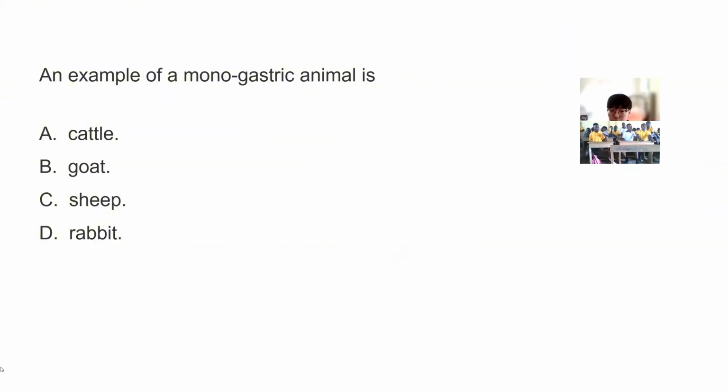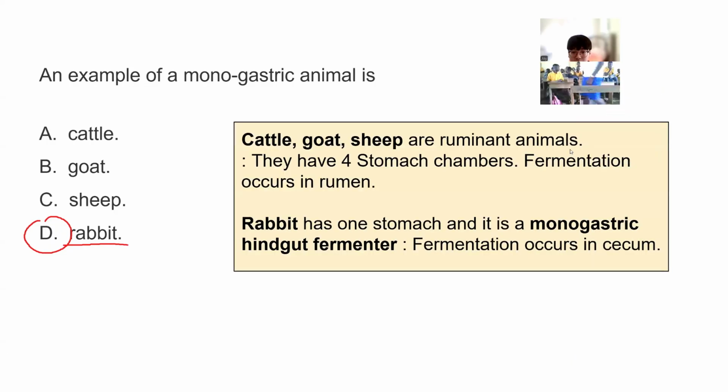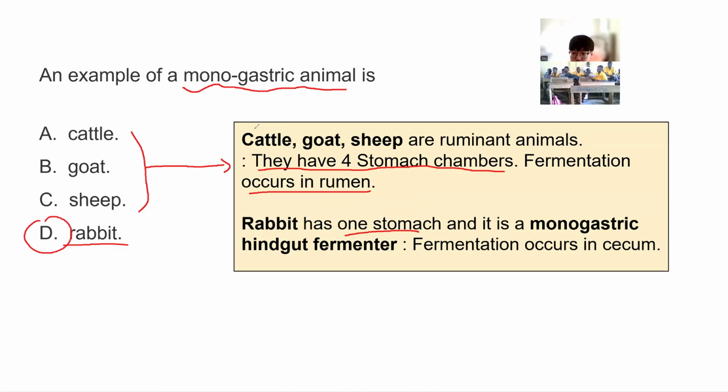So, I was saying that the answer you guys said was right. Did you say D for this question, a rabbit? If you said rabbit, then that is correct. The cattle, the sheep, and the goat, all of these three options on top, have four stomach chambers, and fermentation occurs in the rumen for these three animals. But rabbit has only one stomach.